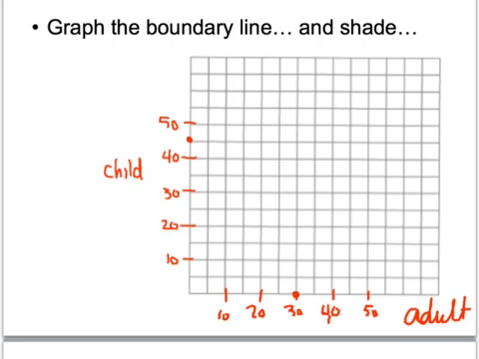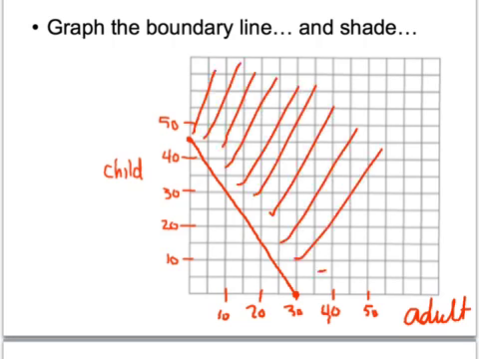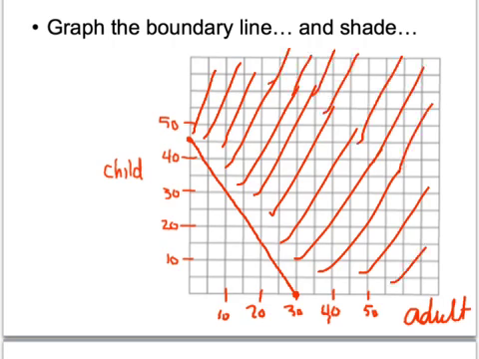It's a solid line because it's greater than or equal to. And greater than or equal to means I'm shading everything above it. Think about this answer. We need to sell so many tickets to make at least $135.